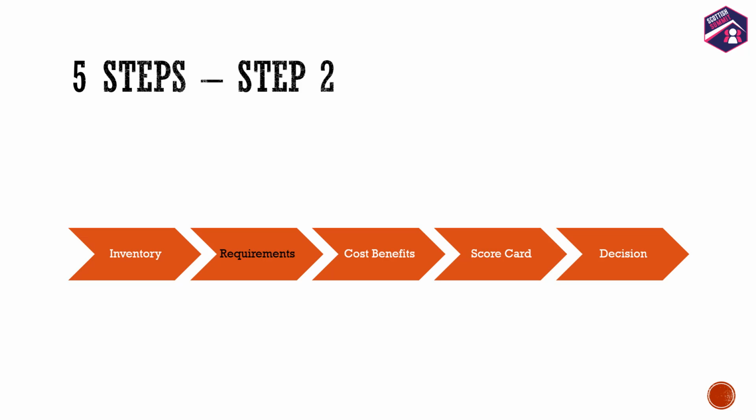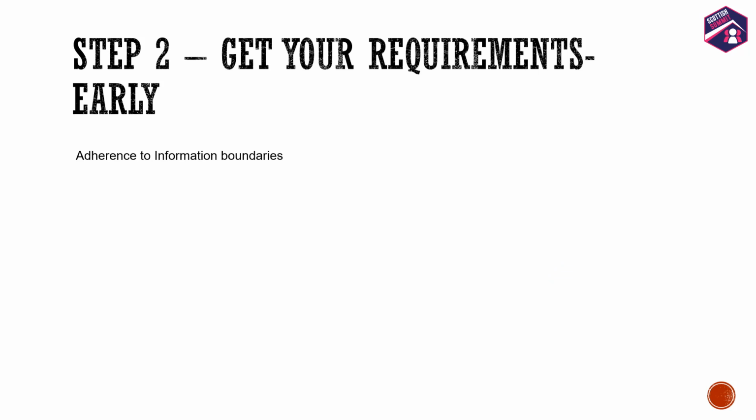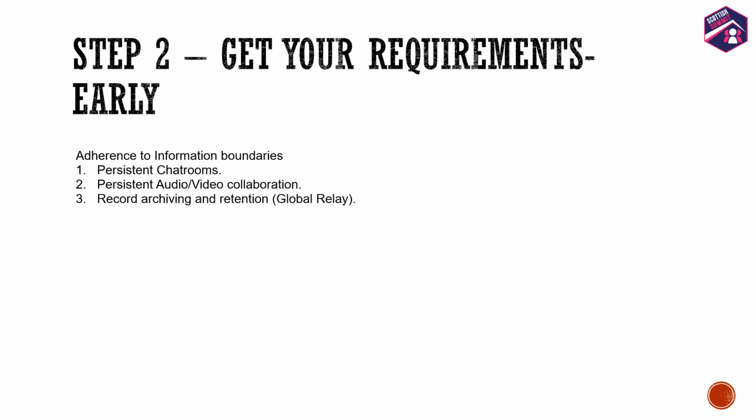So you've done the inventory. You want to get the requirements. Okay, get your information boundaries on that. So therefore, with persistent chat rooms, these are chat rooms that are always on. So how is that information being archived or even monitored as well, and who actually has security on this? So are they private? And the same with the video and audio conferencing as well. Record and retention on this.